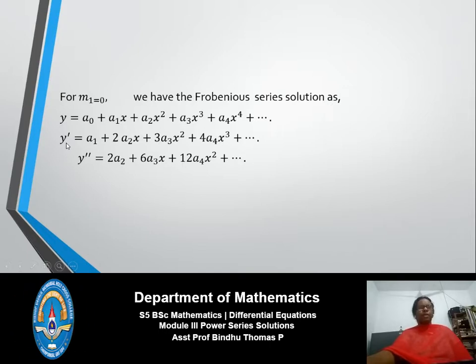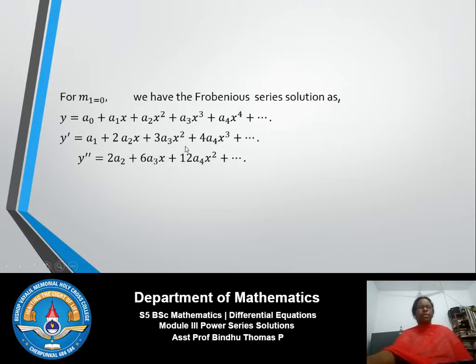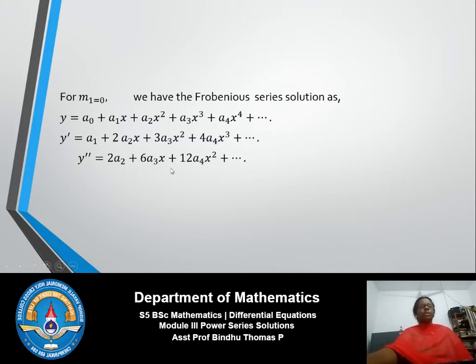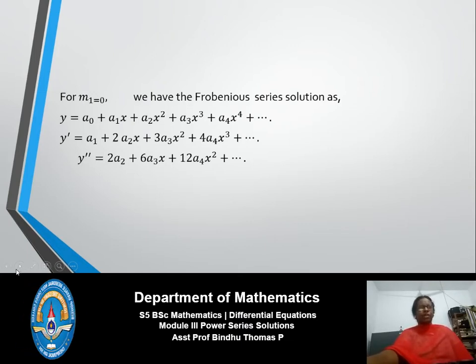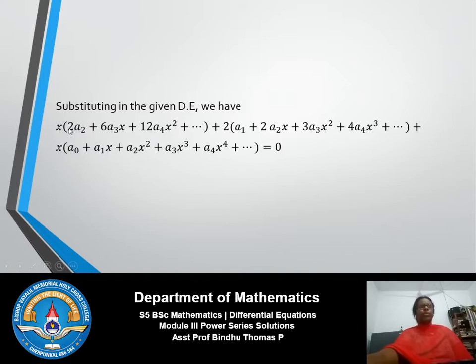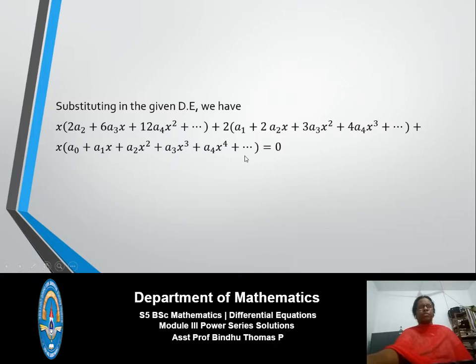Then you already know that y dash is a1 plus 2a2x plus 3a3x square plus 4a4x cube plus etc., and y double dash is 2a2 plus 6a3x plus 12a4x square plus etc. Substituting these three series in the given differential equation, we have x into y double dash, 2a2 plus 6a3x plus 12a4x square plus etc., plus 2 into y dash, a1 plus 2a2x plus 3a3x square plus 4a4x cube plus etc.